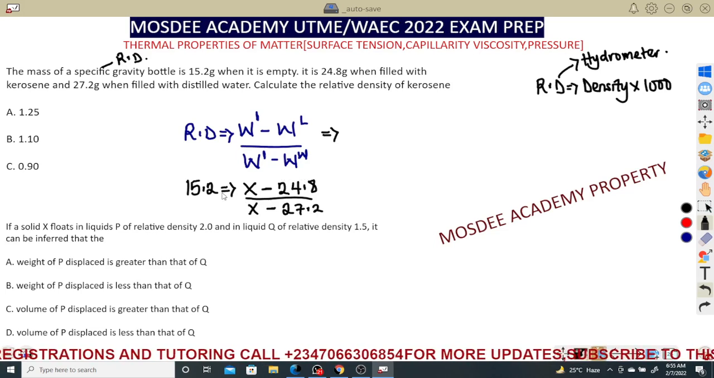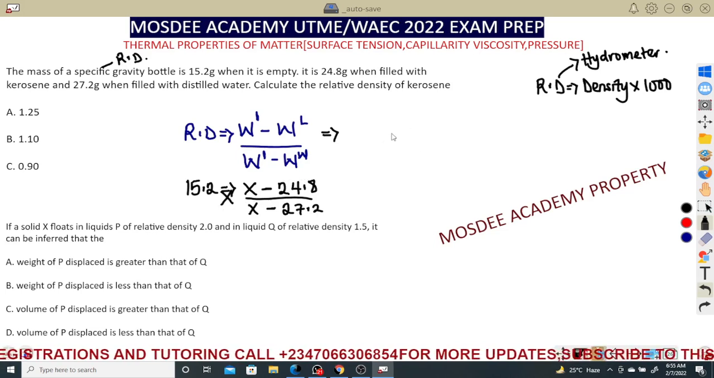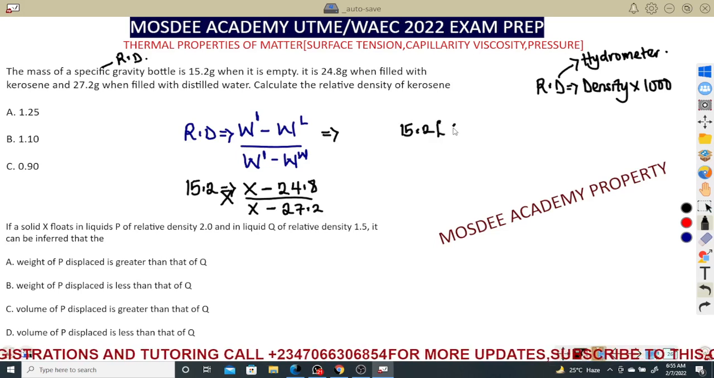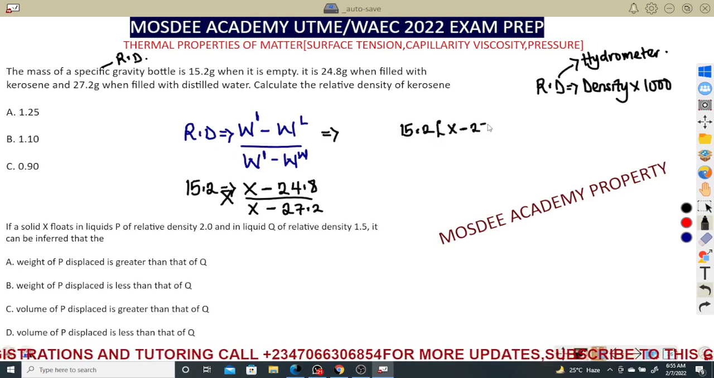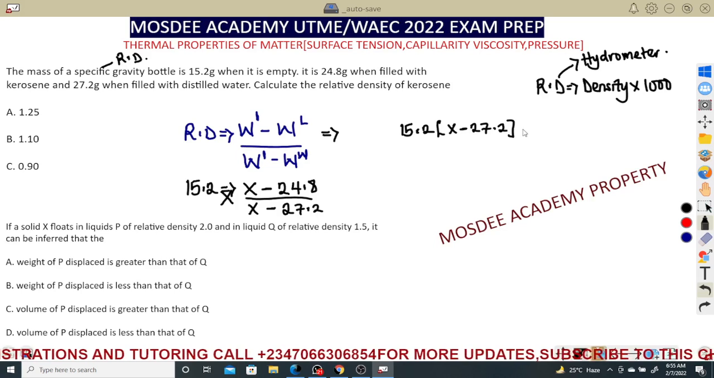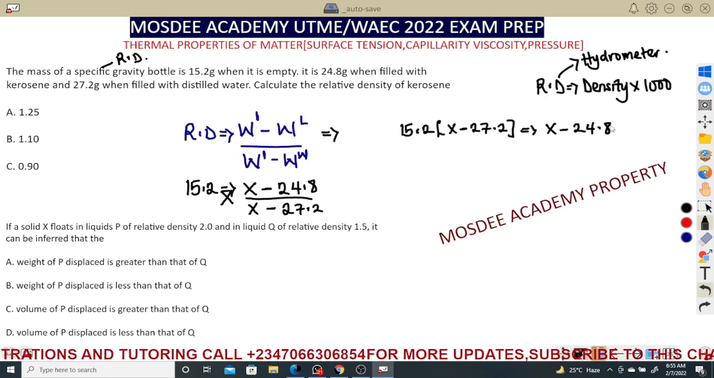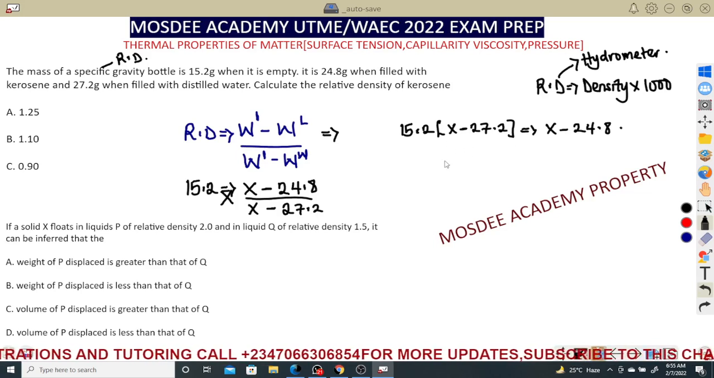So guys, on simplification, finish this and drop the answer in the comment box. 15.2, you are opening a bracket, X minus 27.2 is equal to X minus 24.8. Please simplify this, my dear students, and I'm waiting for the answer.